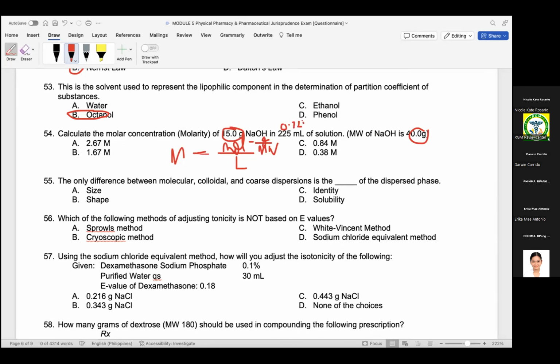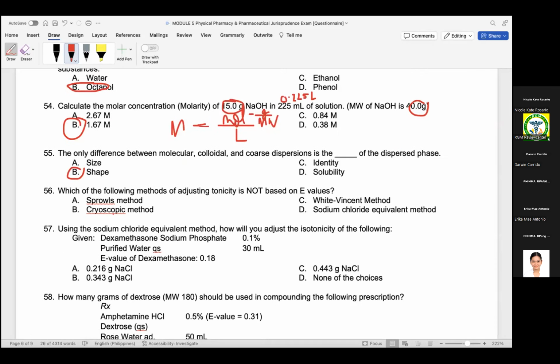So, doing the math, the correct answer is letter B, 1.67 molarity. Number 55, the only difference between molecular, colloidal, and coarse dispersion system is blank in the dispersed phase. The correct answer is shape. Shape of the dispersed phase.